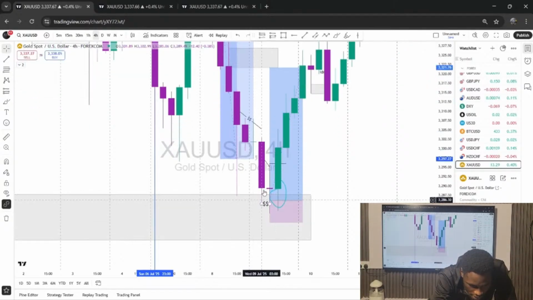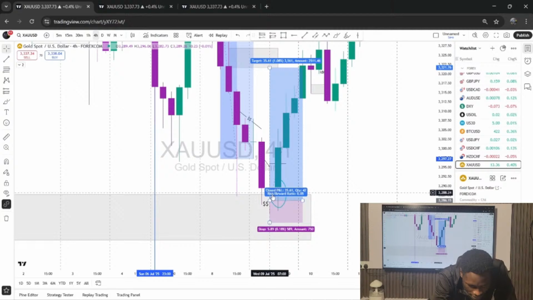So we see it there into the zone. We have our first rejection, we have a second rejection. Look at this sweep of all these levels. So we have it that price won't come down here again.